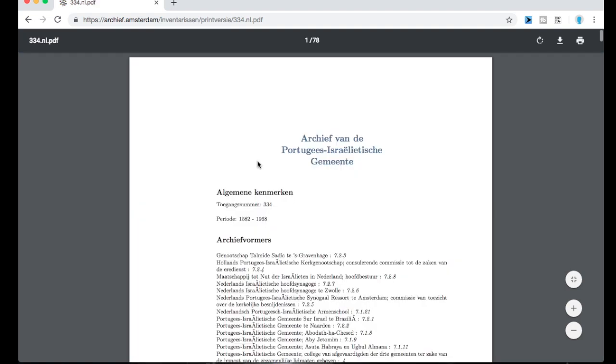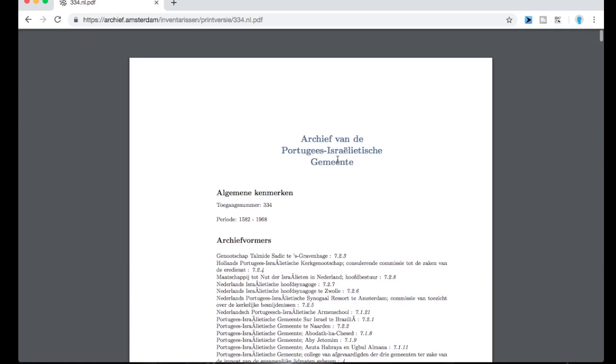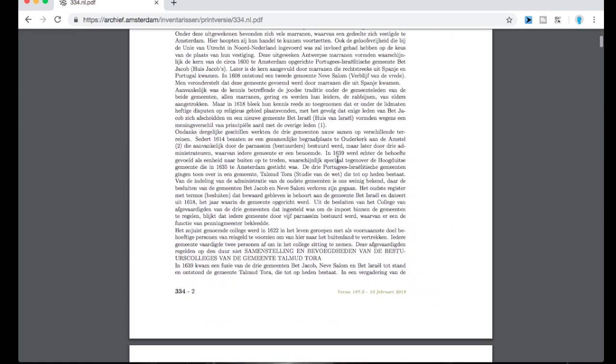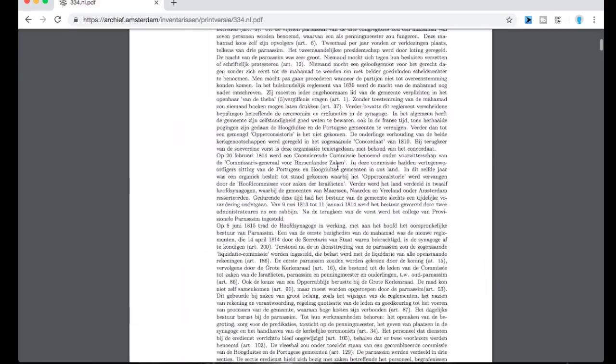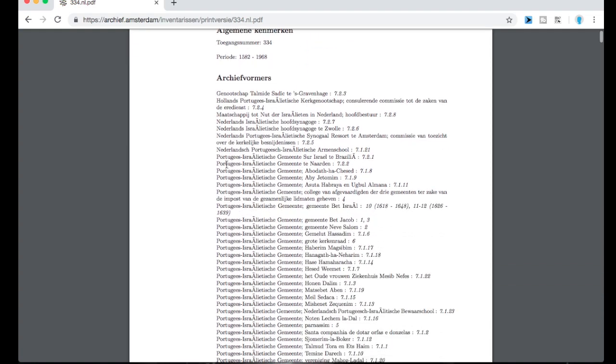This, being a PDF file, is going to be in Dutch, and you won't be able to translate it unless you have a translation tool within your PDF program. So with this, you can get the entire inleiding, you see. You also are getting all of the different numbers.